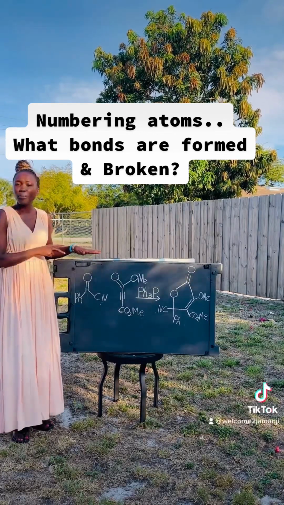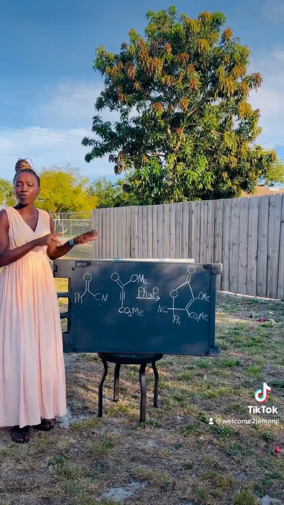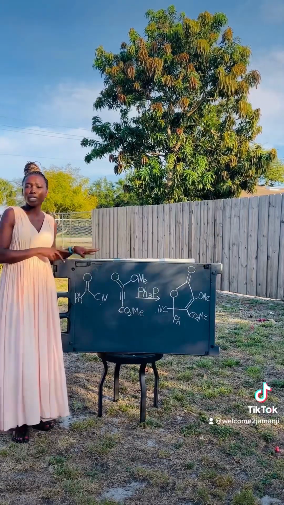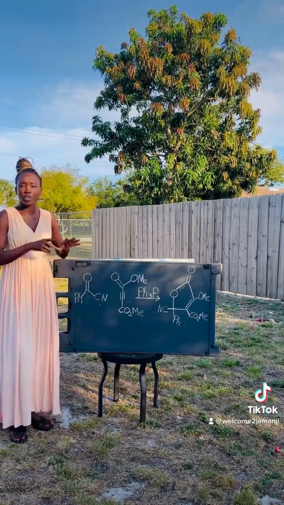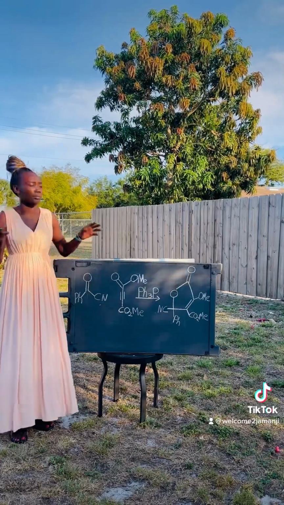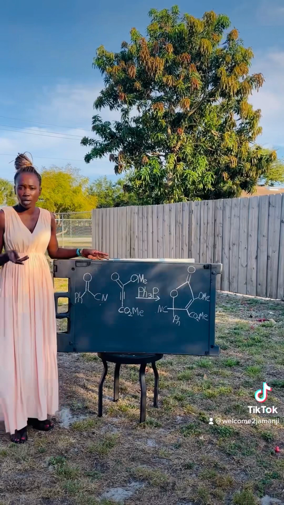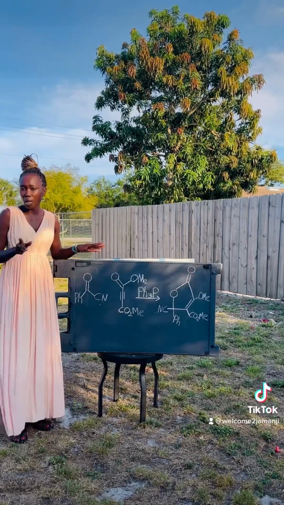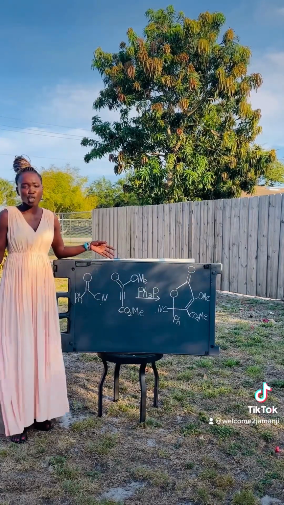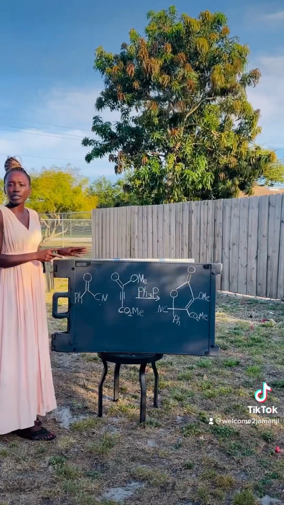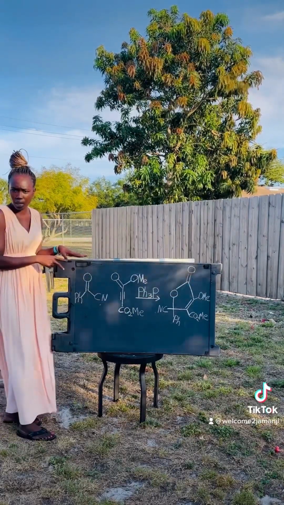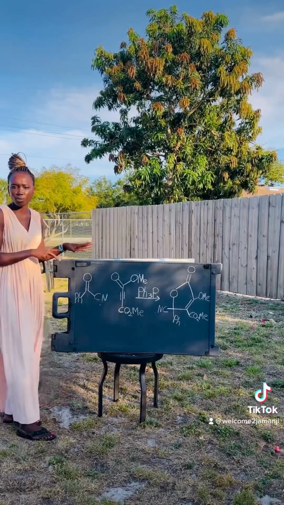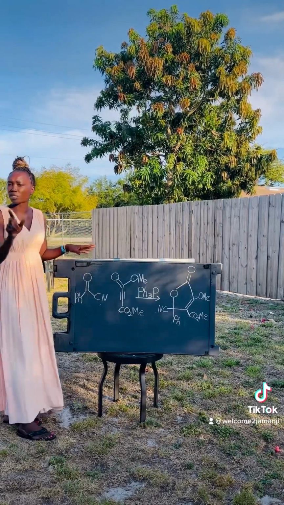Today we're going to be numbering atoms and figuring out what bonds are formed and what bonds are broken. Because in order to write a reaction mechanism, even before you understand acid, base, elimination, nucleophile, whatever, if you can't identify what bonds are formed and what bonds are broken, you're pretty much lost. The goal is to number your heavy atoms, your non-hydrogen heavy atoms, in your starting materials. You can number them any way you want because this is for you.